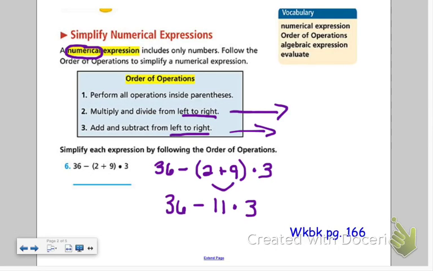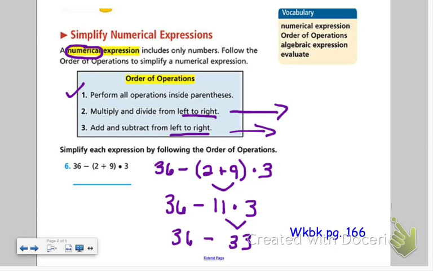Remember, just do one thing at a time. Don't try to do a bunch of stuff all at once, because very often you'll miss a step or you'll forget something and it will throw everything off. So I have completed step 1. Now I'm going to multiply and divide from left to right. Well, it looks like I only have multiplication. I've got 11 times 3 over here. That's going to give me 33.